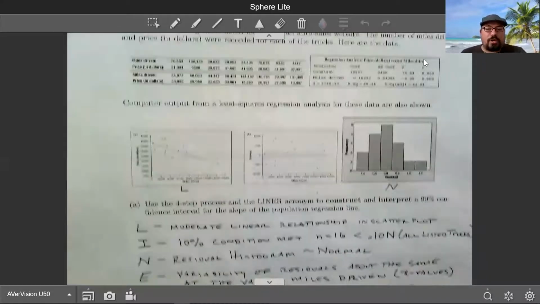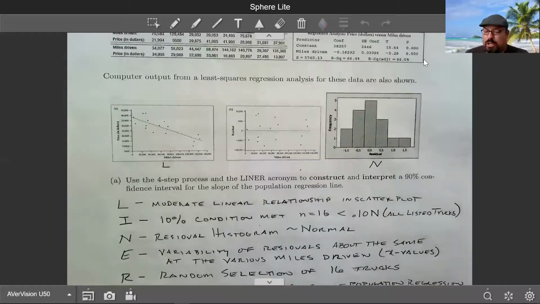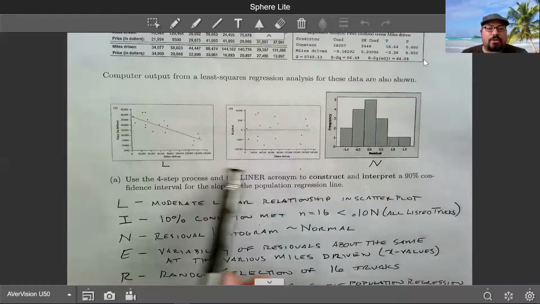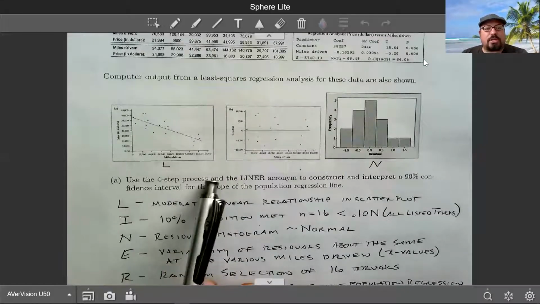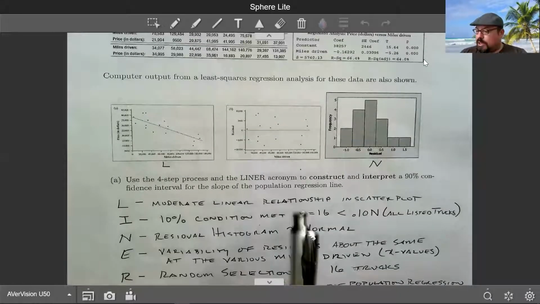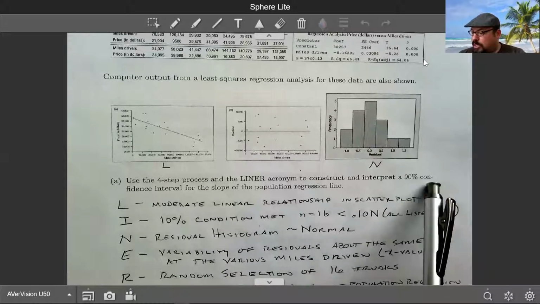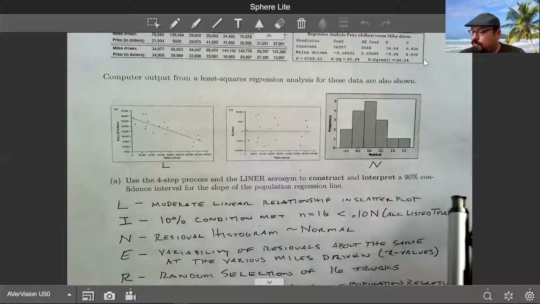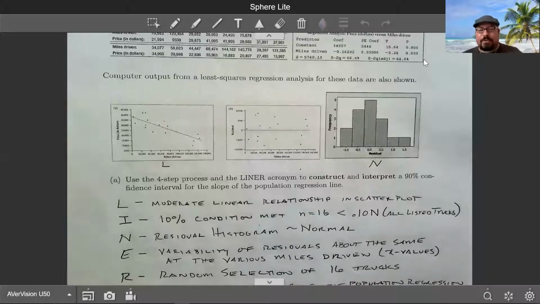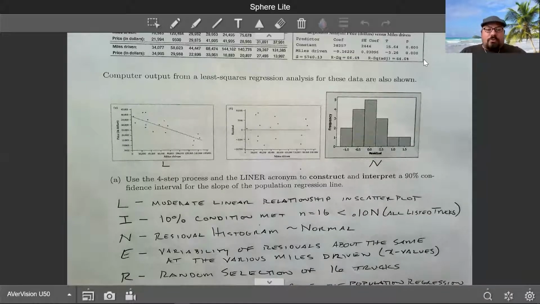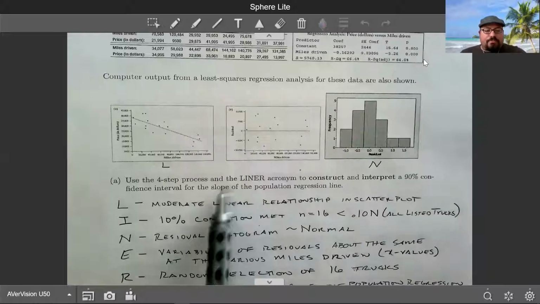Okay, so we come over here and we check this out and say, okay, what do we need to set up here? Here we are asked to simply use the 4-step process and the LINER acronym to construct and interpret a 90% confidence interval for the slope of the population regression line. The LINER acronym is for our conditions, so we'll start with that.